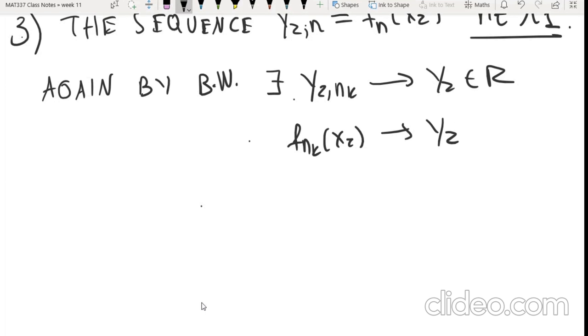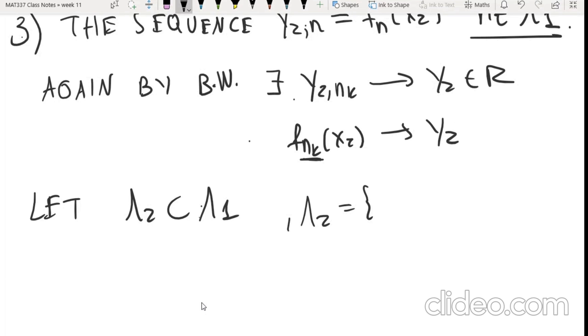Okay, so let lambda 2, which is inside lambda 1, be this new sequence. You know, let me write it mk: m1, m2, and so on.